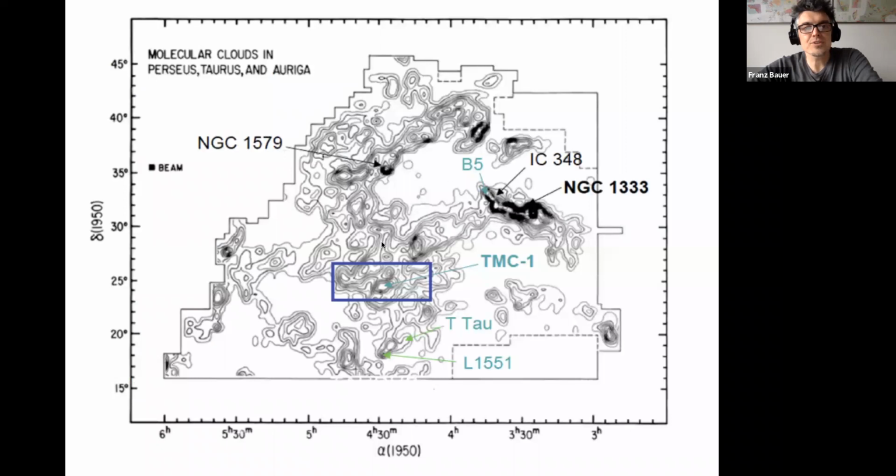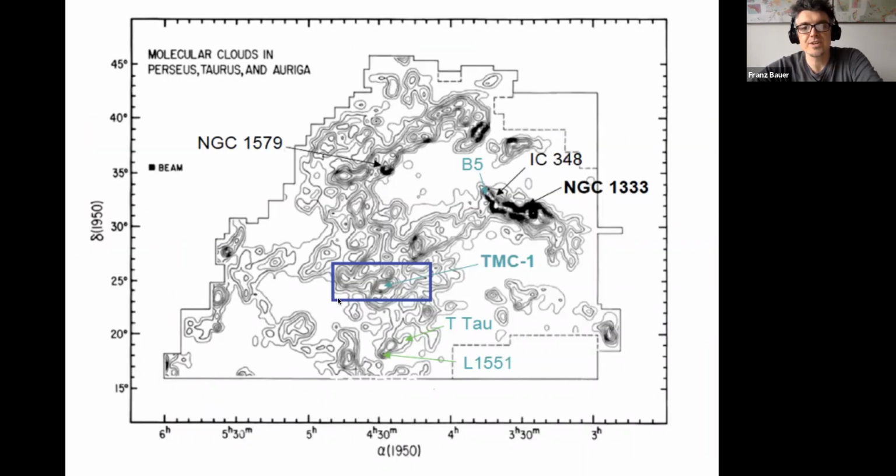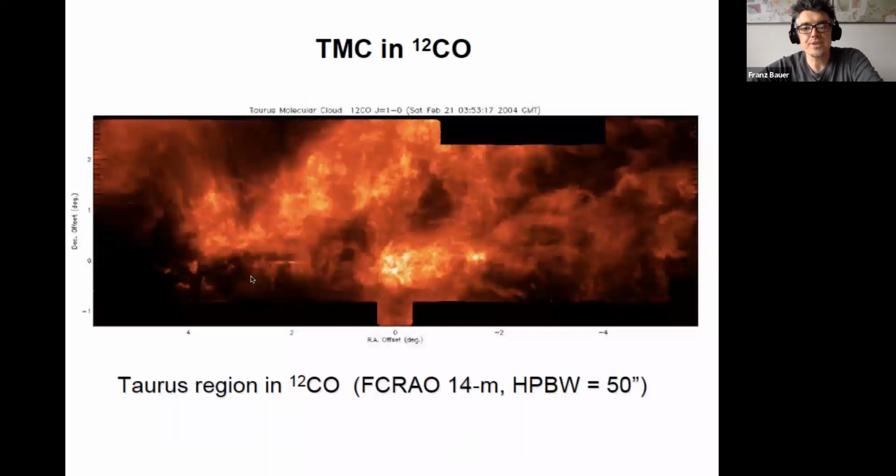This is the Taurus region, and so again, you can see various molecular clouds, some of which are not very well probed by 12CO, so you need 13CO as well. This is the Taurus molecular cloud, so this is this region here in higher detail. Right, so now with a 50 arcsecond beam, you can see all the structure in here. You can do all sorts of fun things with dynamics.